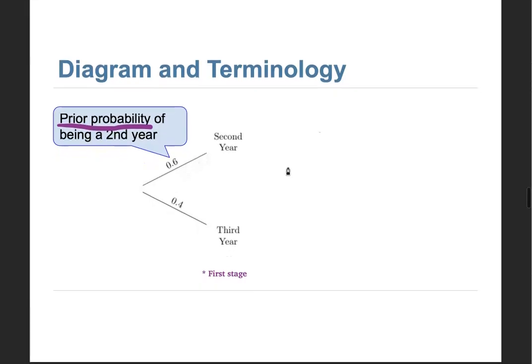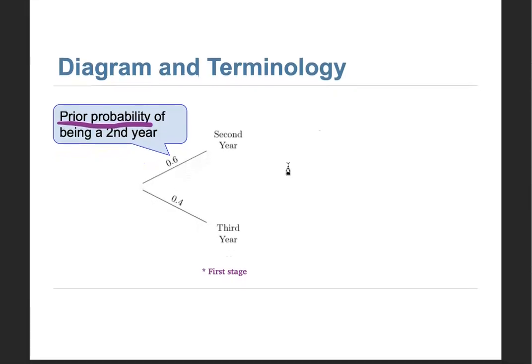So here we use Bayes rule. Since we have multiple stages of probability, we just continue to make the tree diagram. Remember, at the very beginning we told you in class that 60% are second year students and 40% are third year students. That's our first stage, or the initial stage, also called the prior probability. So 60% is for the second year, and 40% is for the third year.